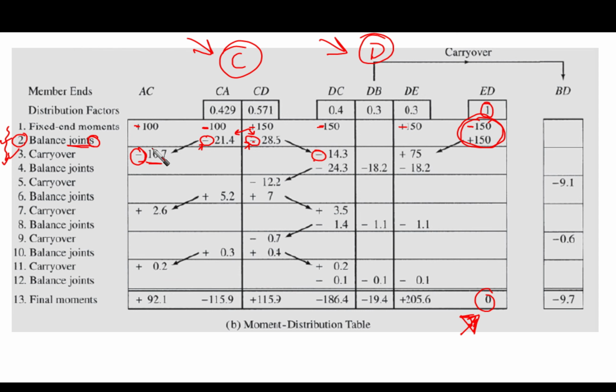So now this is the line of the balance. Then we're going to make carryovers. We already did this, and then for point E, we are going to carry over half of the moment to point D. Okay, which is going to be with the same sign and half of it, 75.